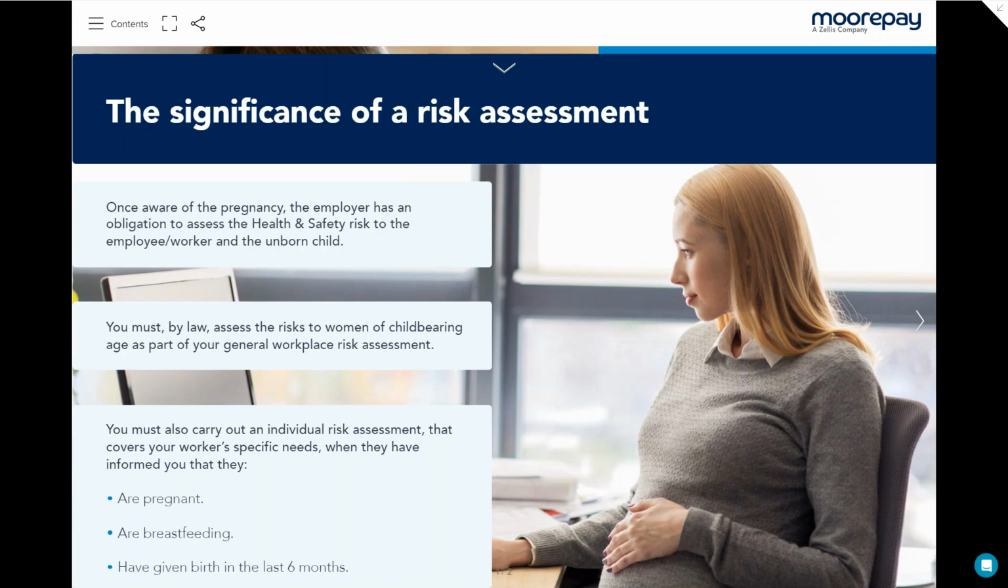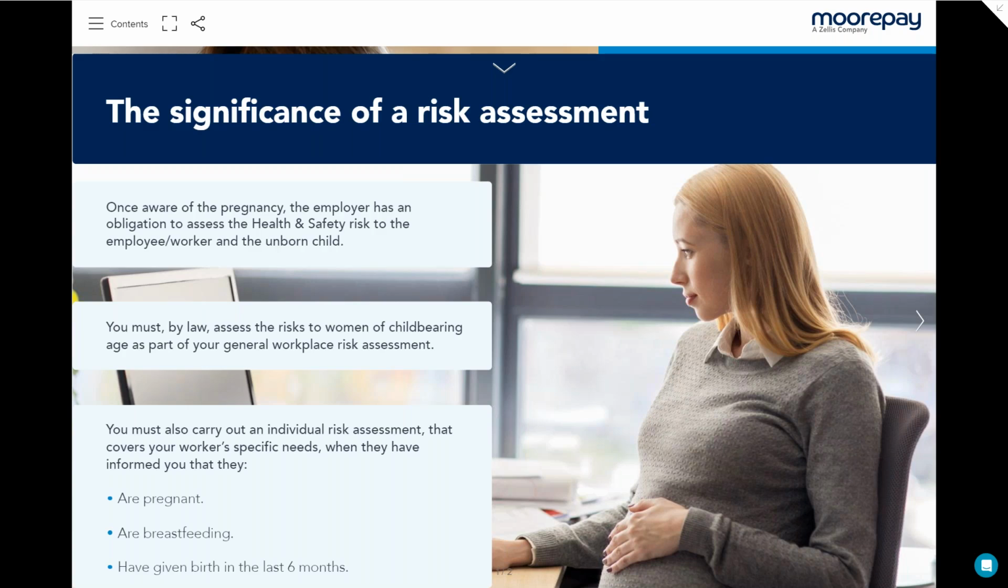So we do have a health and safety team that can support you with that if our basic risk assessment doesn't cover it. Maybe you've got a more complex role, maybe you work in manufacturing, chemicals, something that poses more of a risk to the employee. In that case, you probably would need to look at getting a more in-depth risk assessment developed for your business, specific to the work that the individual does.